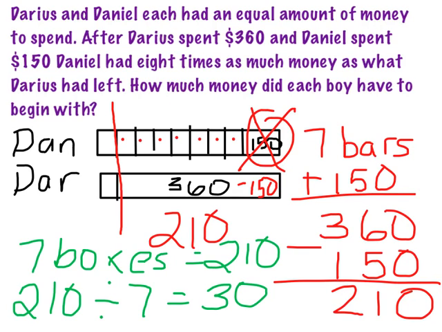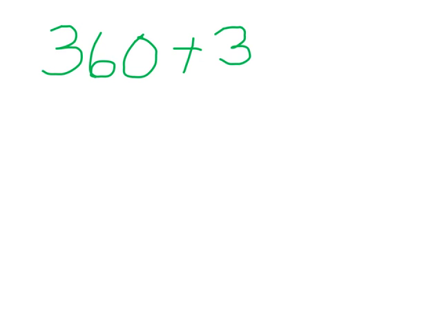I'm not done. Don't stop there, because the question isn't how much is each box, it's how much money did each boy have to begin with. So I'm going to look at these diagrams and I can see that Darius to start had 1 box, which is 30, plus 360. So all I have to do to find out how much they had is take that 360 and add in the $30. They had $390 each to start.